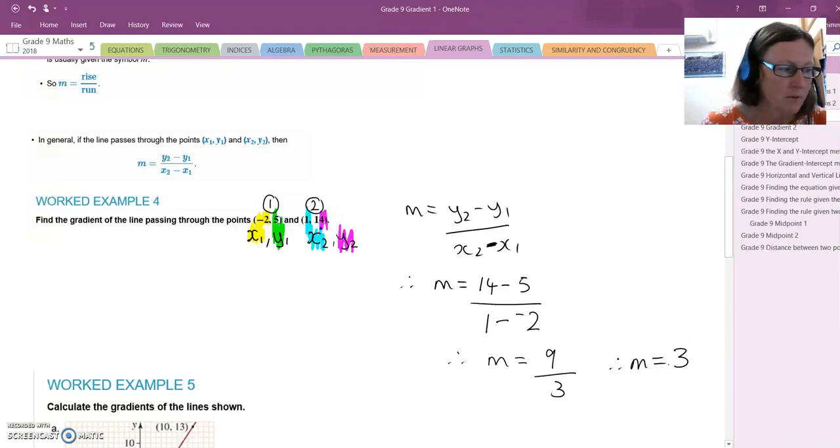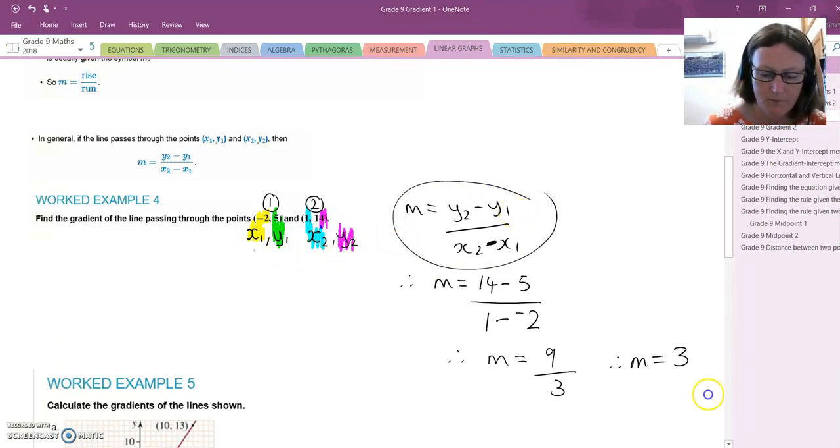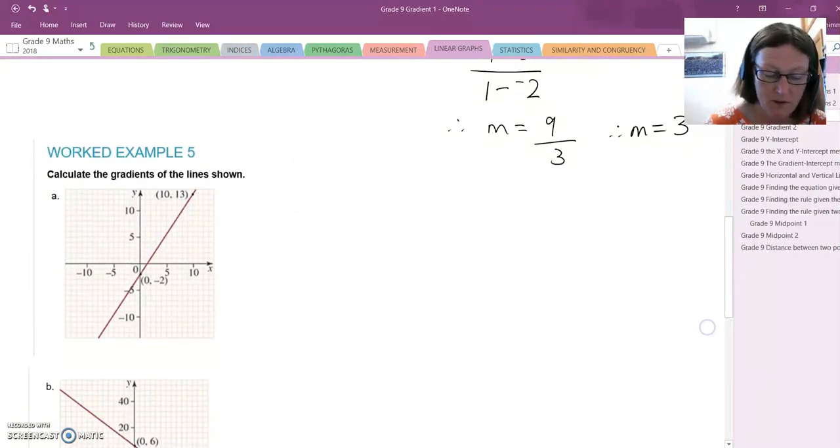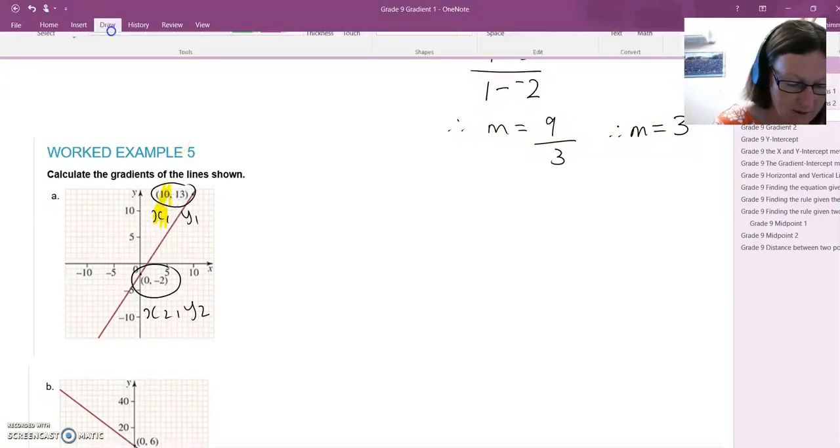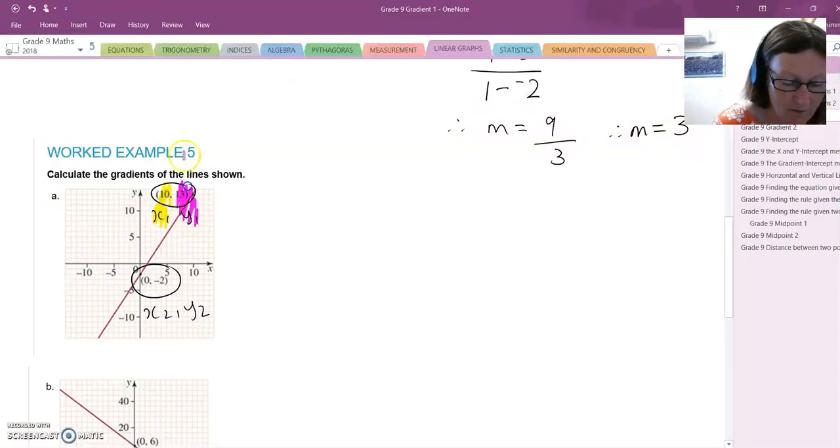So what we do is we just make sure we label our points x1, y1, x2, y2, and then substitute them into the formula. Let's look here. We've got 2 points, but they're shown on the graph. So here's point 1 and here's point 2, for example. So there's my x1, y1, x2, y2. I can color code this one again if you like. So my x1 is my 10. My y1 is my 13. My x2 is my 0. And my y2 is my negative 2.